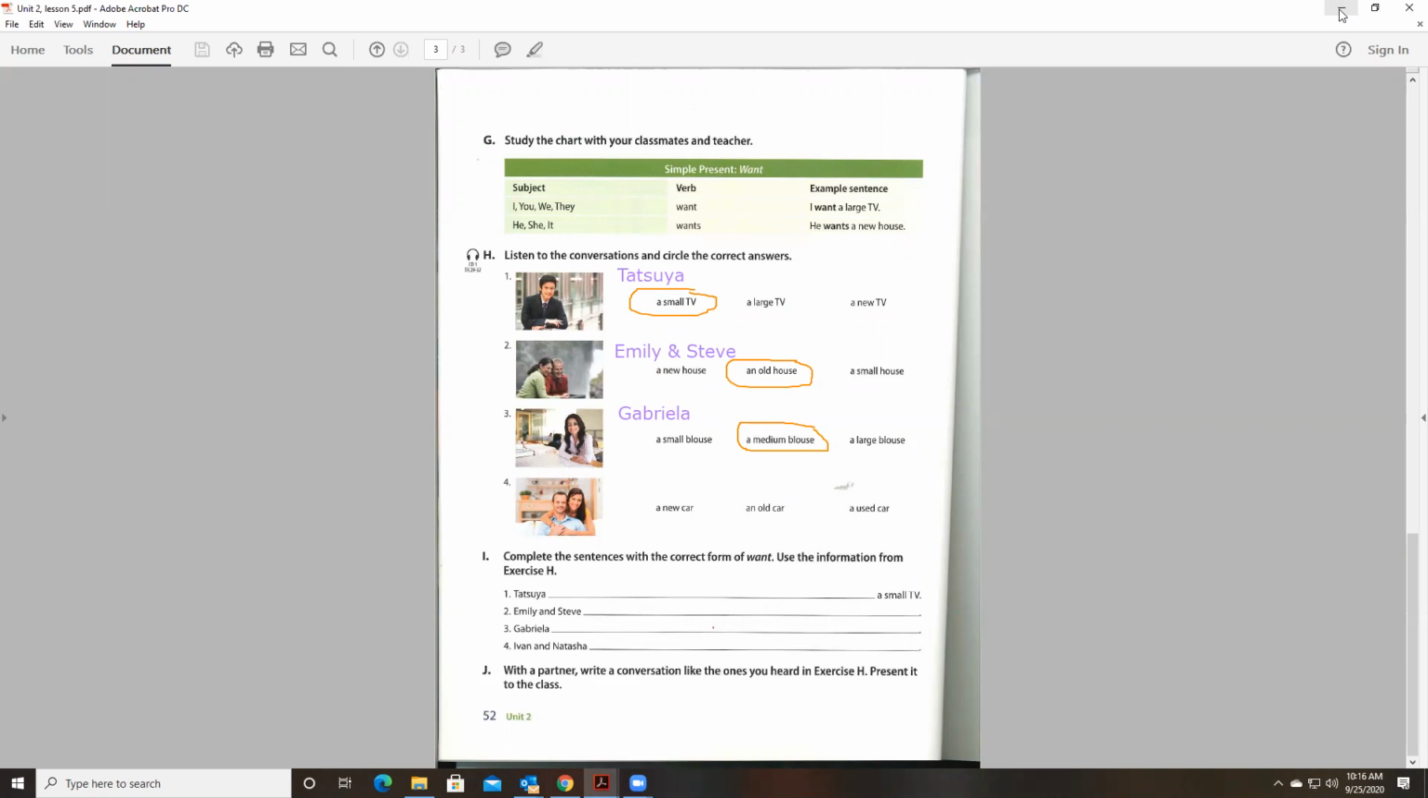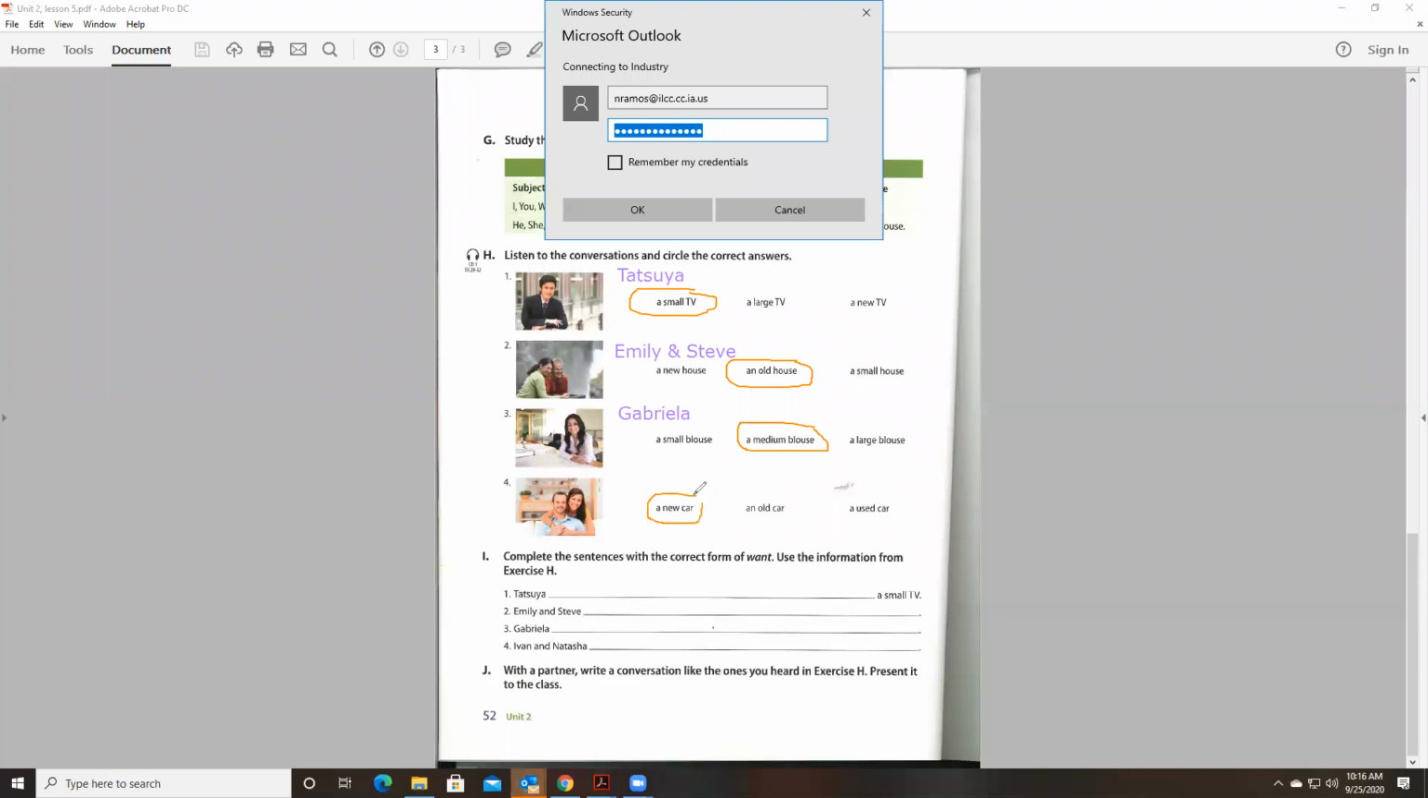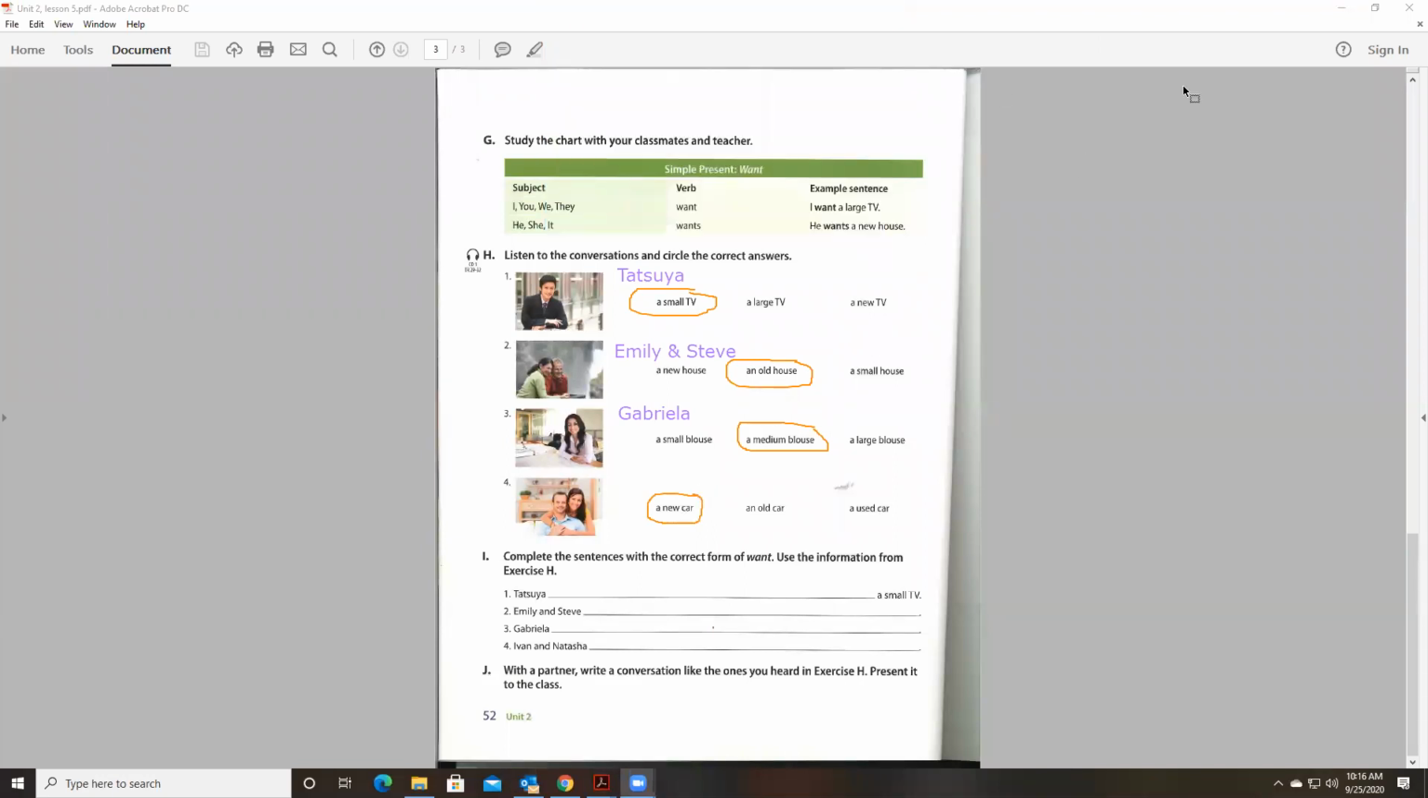All right, so what kind of car do they want? They want a new car, right? Sorry, it will pop up sometimes. All right, and these people are Ivan and Natasha.